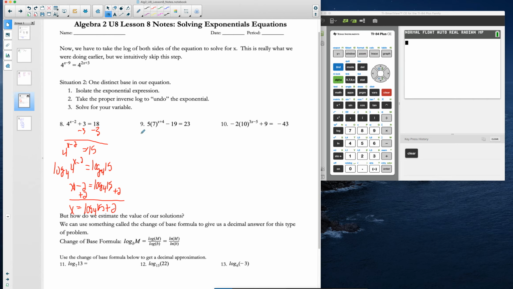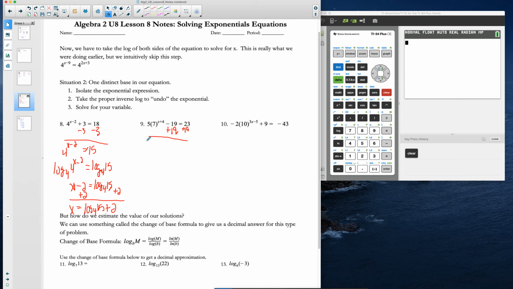Okay, so now let's look at number 9. So once again, we always want to start by isolating that exponential, right? And so what I need to do now is start by adding 19 to both sides. So I'm going to add 19 to both sides. All right. And notice that this problem is going to have an additional step in it.